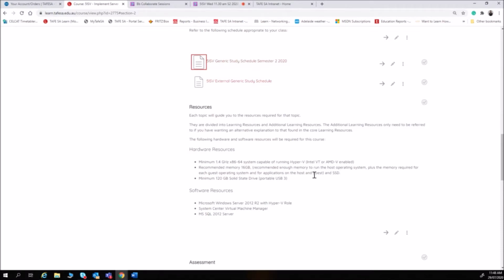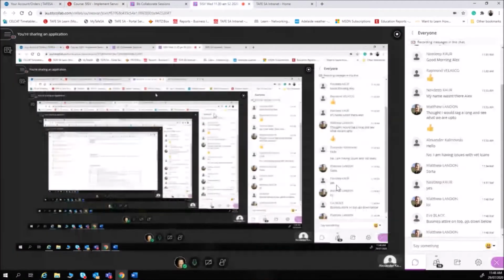Unfortunately, if you don't have those system requirements, then it's going to be very difficult for you to do some parts of this subject. So beg, borrow, or, don't steal, beg, borrow, or get access to a computer that does have those requirements.